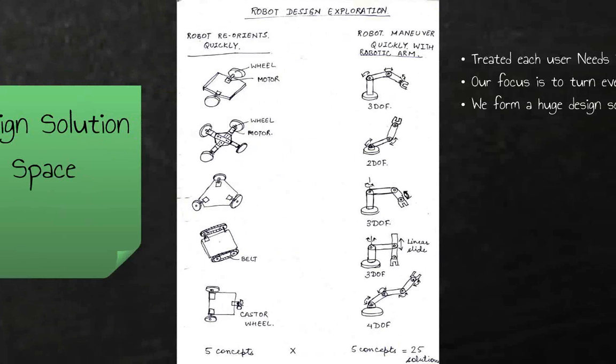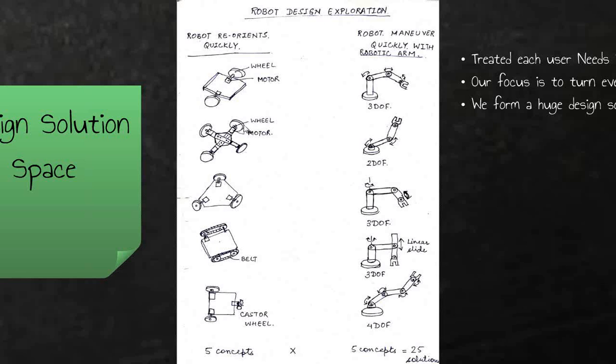We chose 2 subproblems: the robot should reorient itself quickly, and the robot should have a robotic arm and maneuver quickly. So we came up with various alternatives which already exist, and we did some creative combinations, and we found a few solutions. Just like we have a 2-wheeled solution, which is simply a differential drive system for driving any robot. And we chose another configuration.